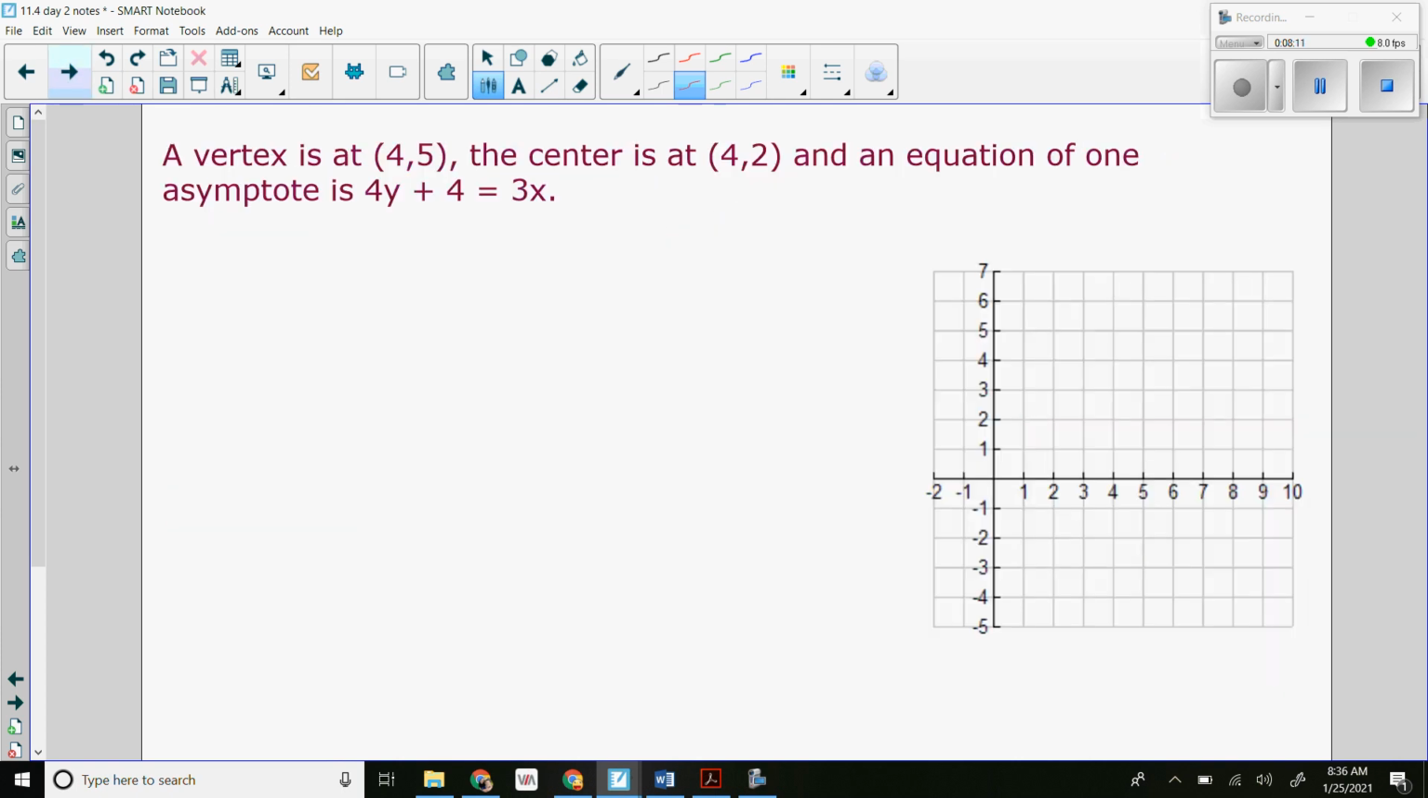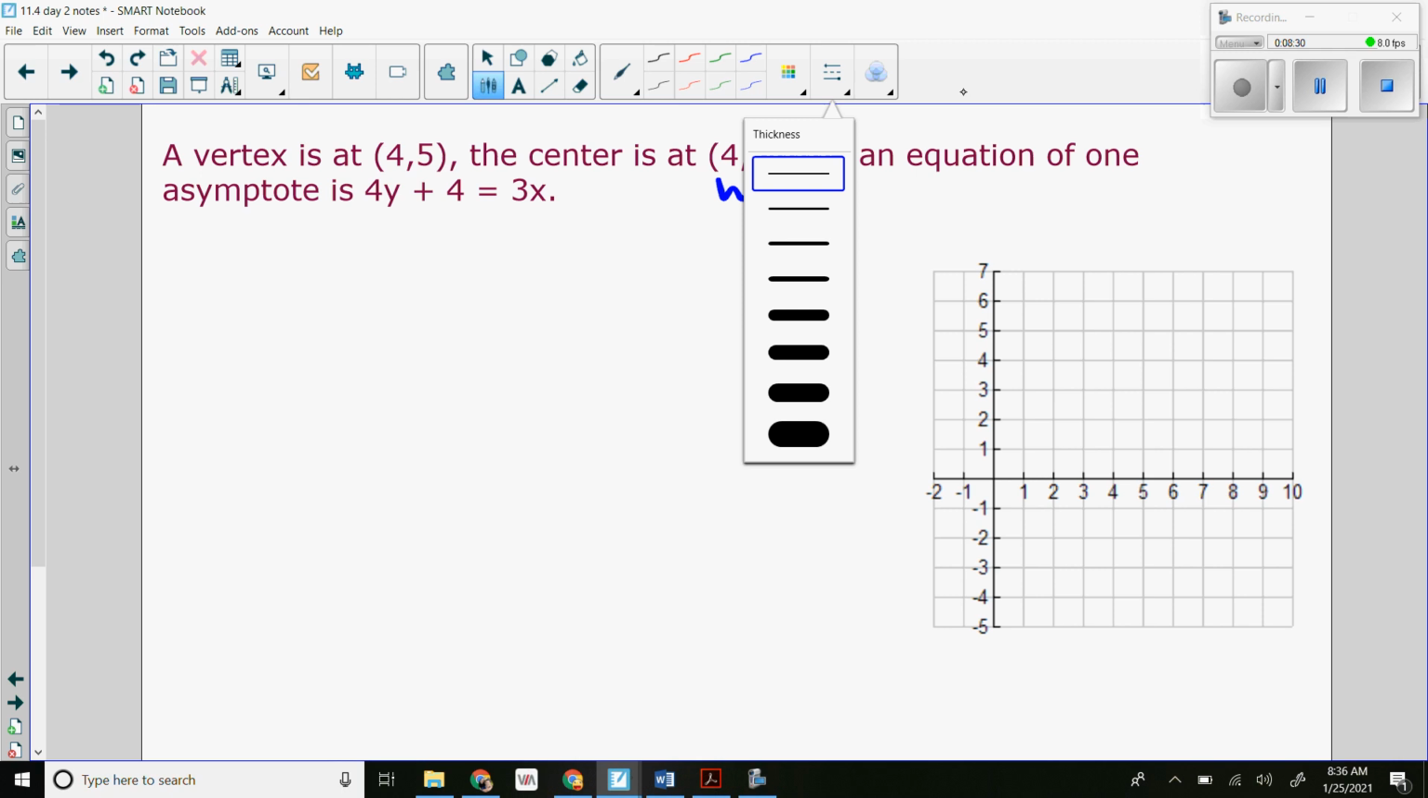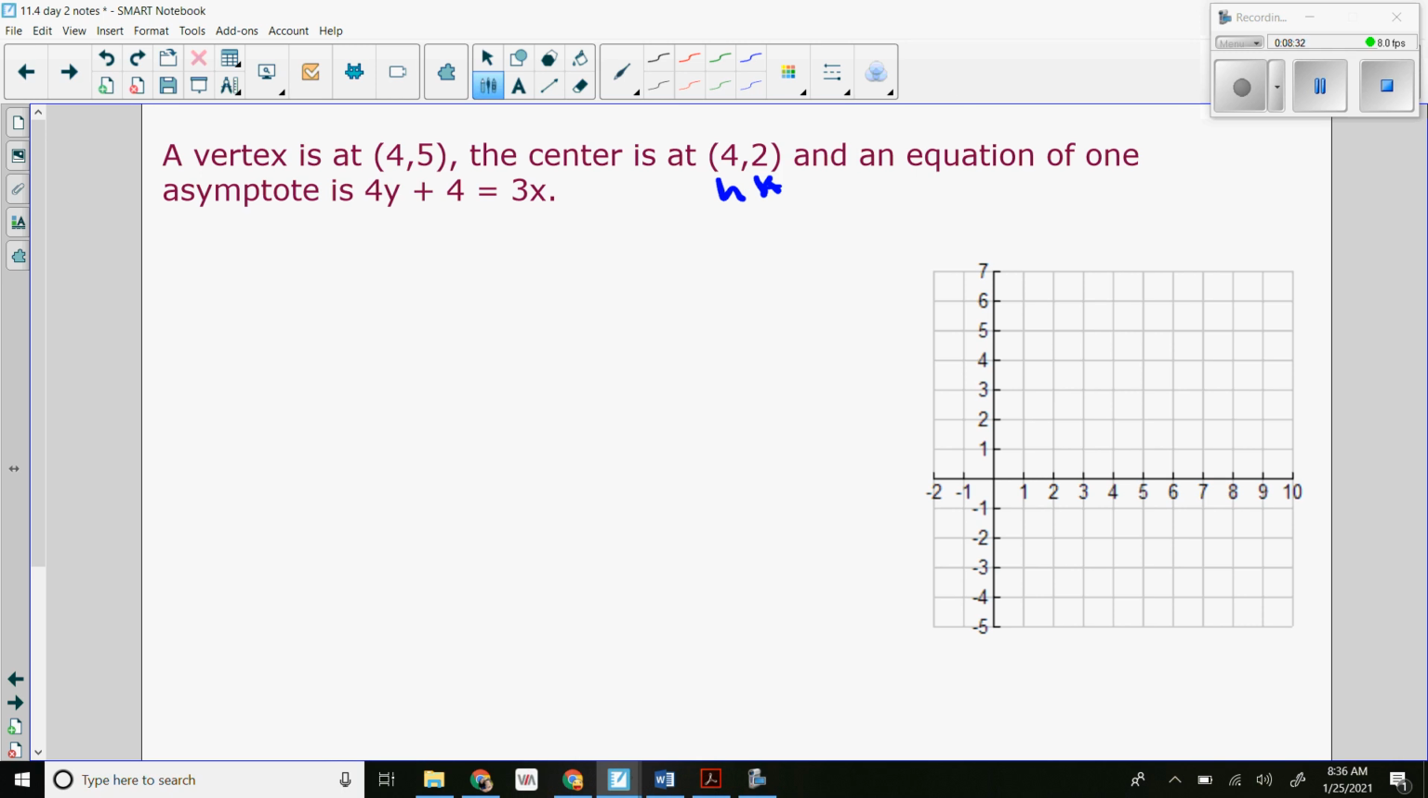Okay, let's try another one here. This says a vertex is at 4, 5. And the center is at 4, 2. So they give us the h, k right off the bat. That's nice. Nice to know. And the equation of one asymptote is 4y plus 4 equals 3x. So sometimes these can be a bit tricky when they give us the equations, but we'll see if we can figure it out. First off, let's graph what we know. We know the center is at 4, 2.